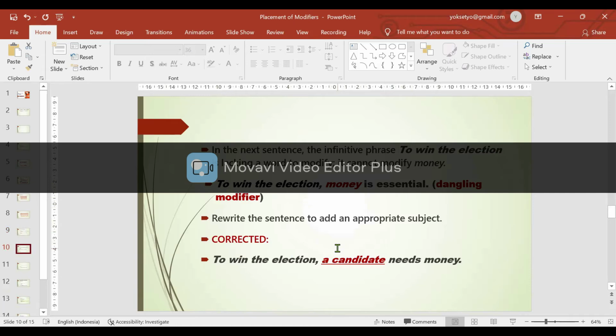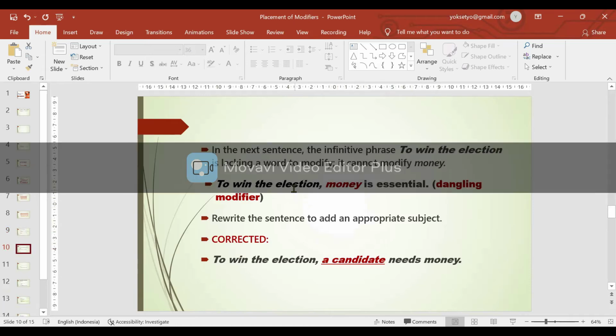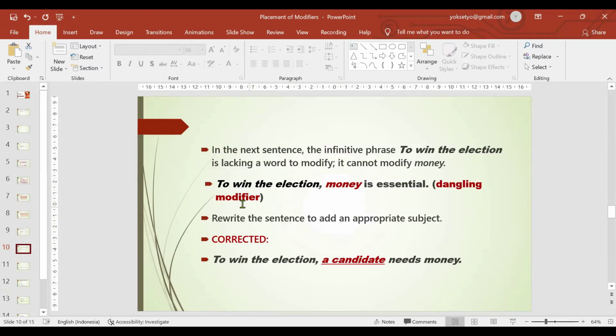In the next sentence, the infinitive phrase "to win the election" is lacking a word to modify. It cannot modify money. So let's see the examples. To win the election, money is essential.